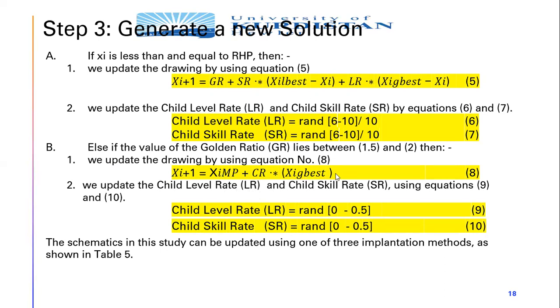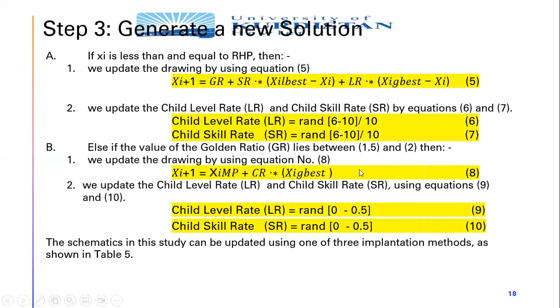And then once we found this one, we update the child learning rate and skill rate in this way. So you can see the child learning rate in equations 6 and 7 is different from equations 9 and 10, different ways. So if this condition is satisfied, then this is how we update LR and SR. Or if the golden ratio condition is satisfied, then we update it in this way, 9 and 8.